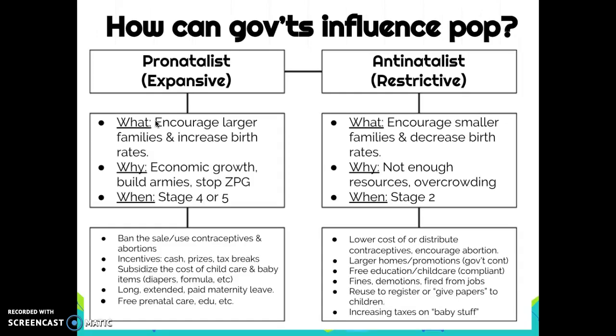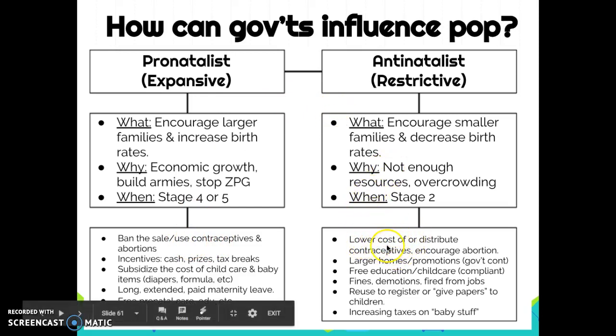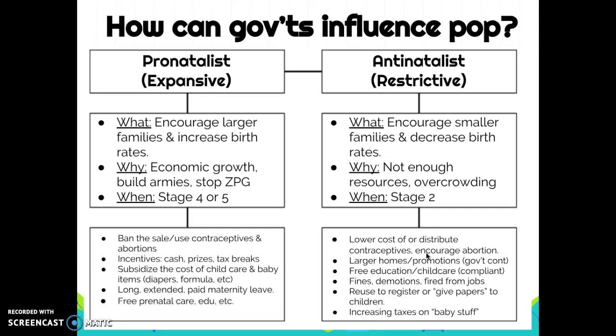So now let's talk about some examples of anti-natalist or restrictive population policies. This is going to be the exact opposite of what we just talked about, right? So instead of banning the sale and use of contraceptives and abortions, an anti-natalist society is going to lower the cost of contraceptives. And it says here, encourage abortion. I don't want you to think that anti-natalist countries are stoked about abortions. That's not the case. But it becomes a more viable and a more socially acceptable option.